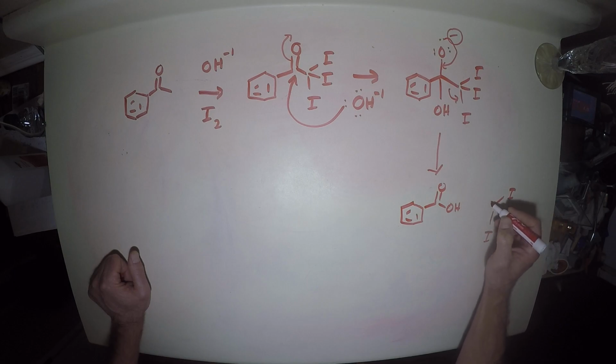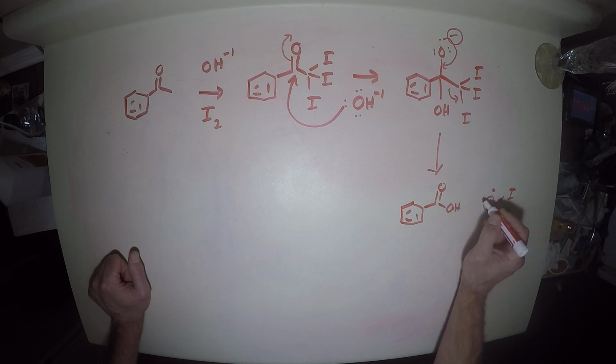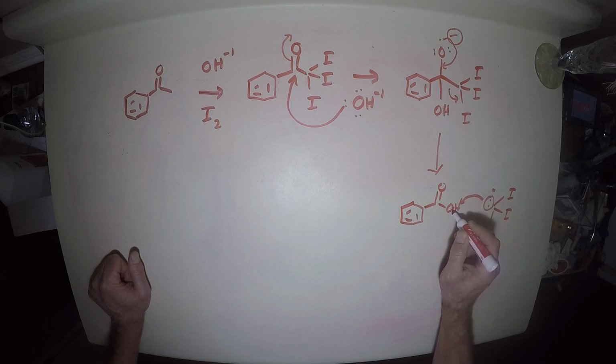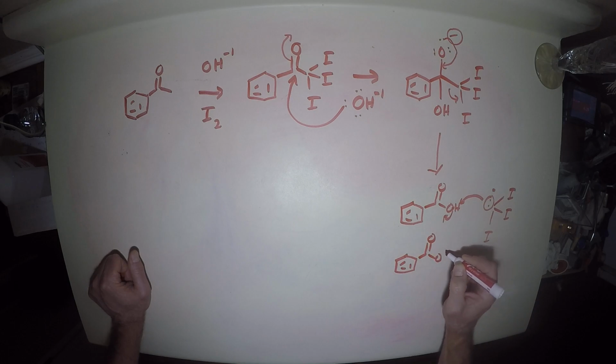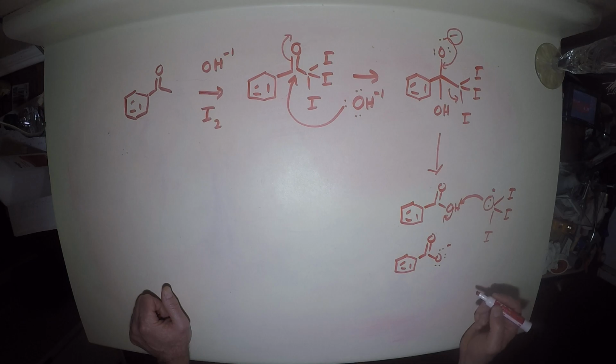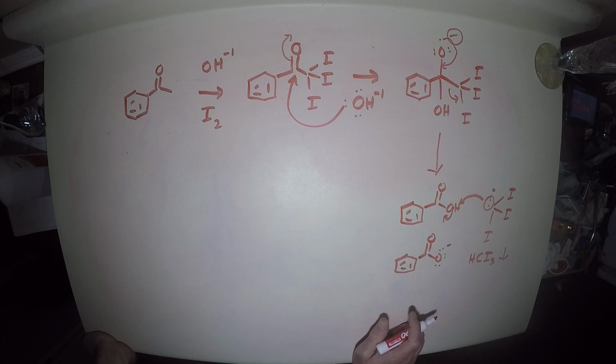pick up a proton, resulting in this benzoate derivative and haloform. In this case, iodoform, which is a yellow solid and precipitates.